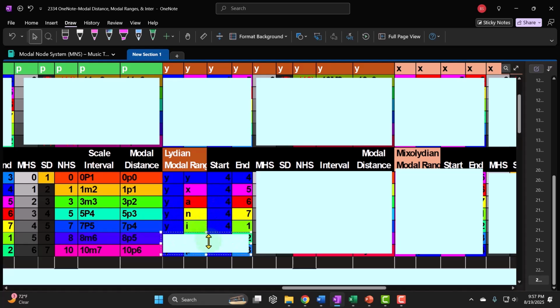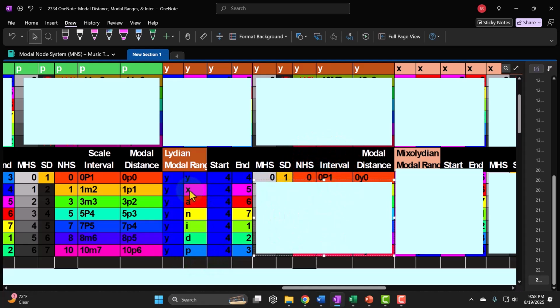We've got a YI modal range, Lydian Ionian modal range, a Lyd Ion modal range, a blue to a yellow-green modal range, a 4-1 modal range. We've got a Lydian Dorian modal range, a YD modal range, a Lyd Dor modal range, a blue to a spring green 4-2 modal range. We've got a Lydian Phrygian modal range, which is going to be a blue sky blue modal range, a Lyd Phryg modal range, a YP modal range, a 4-3 modal range.